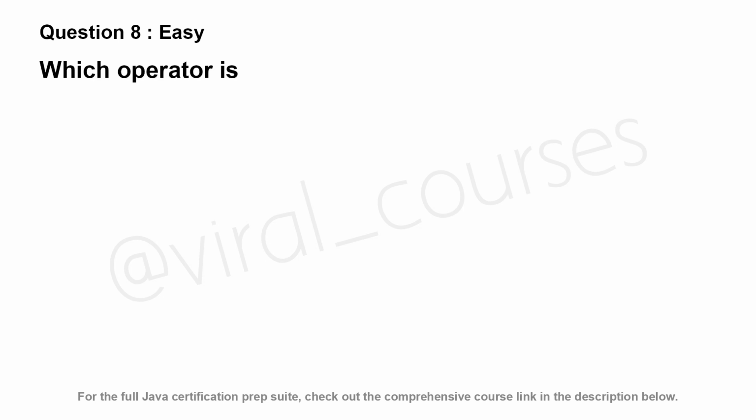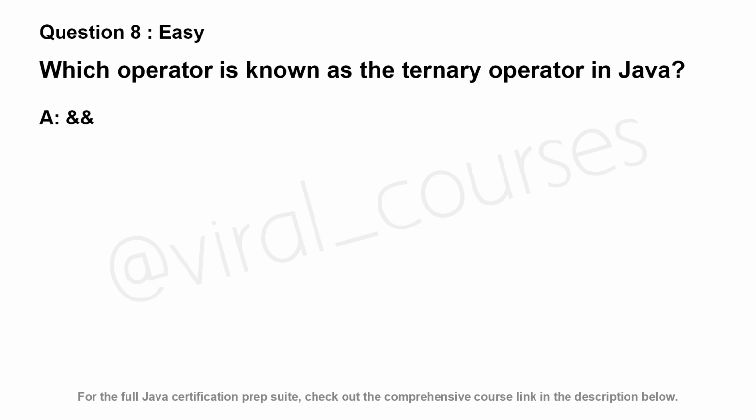Which operator is known as the ternary operator in Java? Option A, &&. Option B, ||. Option C, ?:. Option D, instanceof.